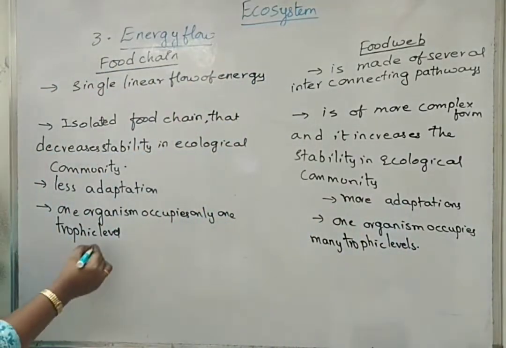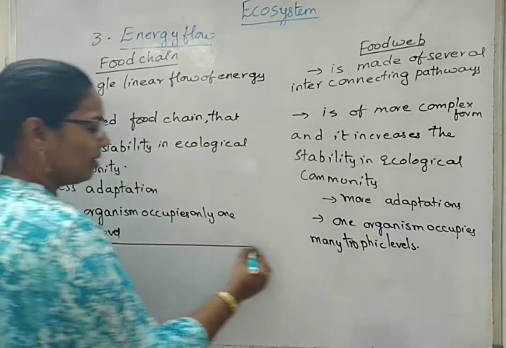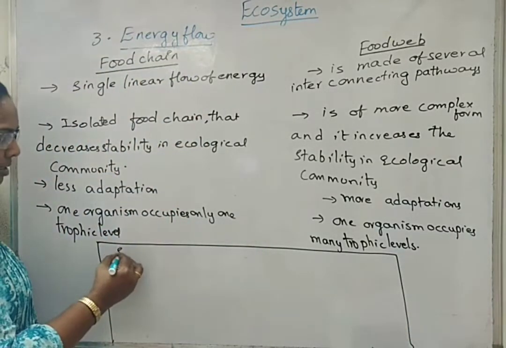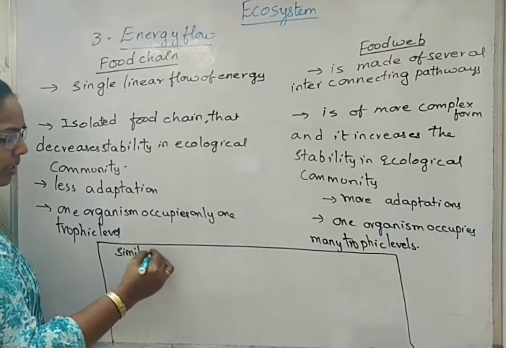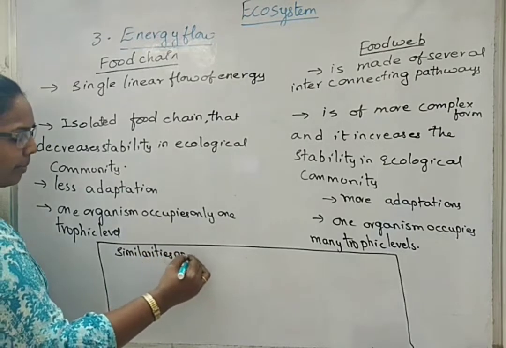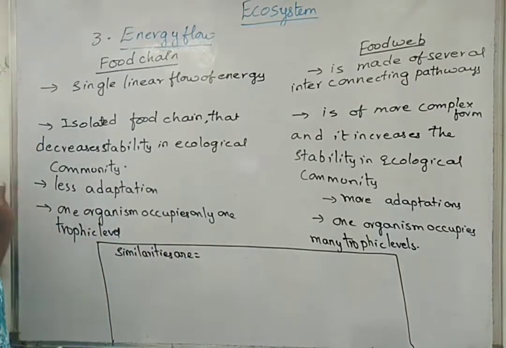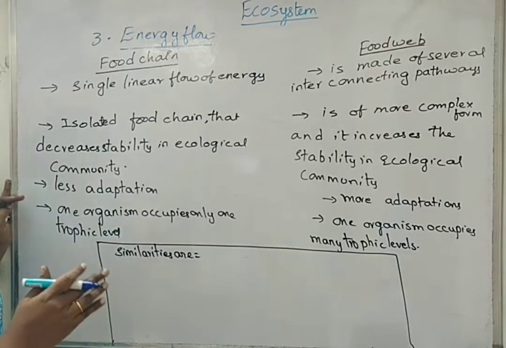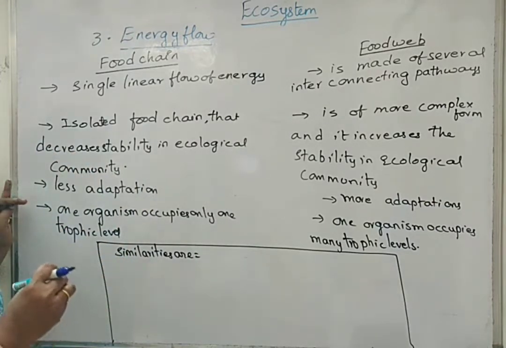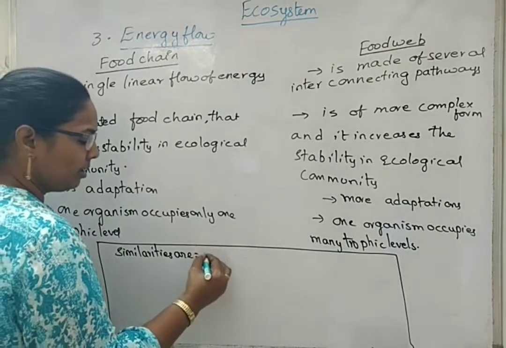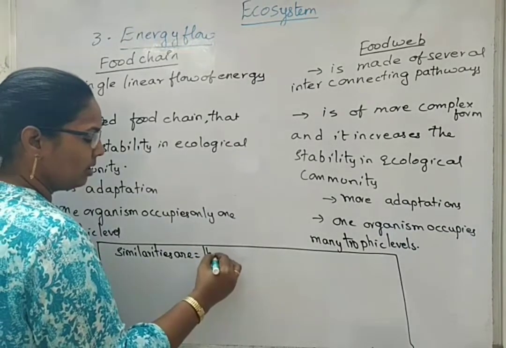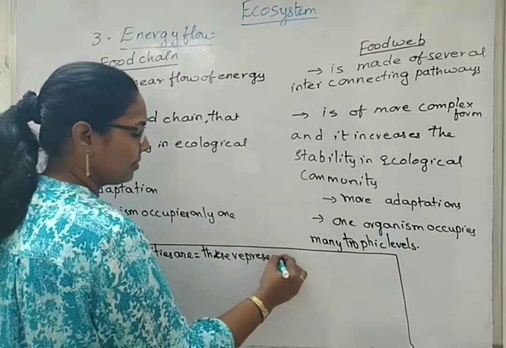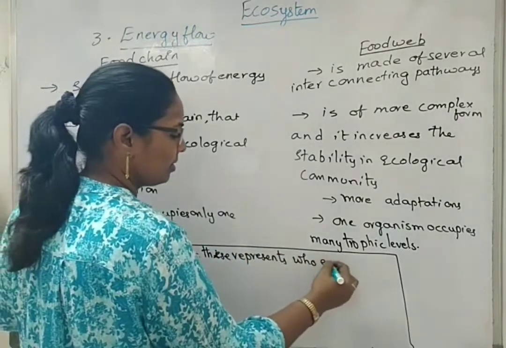But there are similarities among food chain organisms and food web organisms. The similarities are that the organisms that exist in a food chain and the organisms that are present in a food web represent who eats whom.